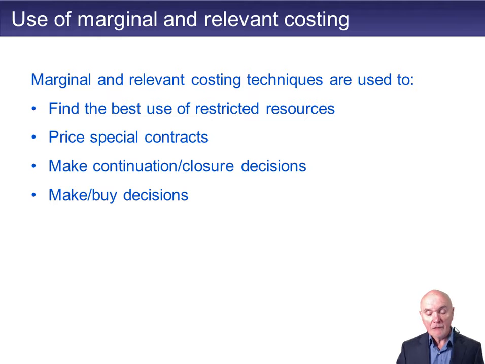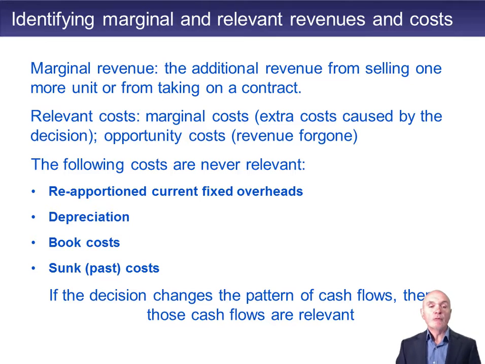First of all, we have to know what a relevant cost is. How do we identify relevant costs or separate them from irrelevant ones? Well, the word marginal is important. Marginal revenues and marginal costs. Something is worth doing if the marginal revenue is greater than the marginal cost. In other words, if the revenue caused by doing something is greater than the cost caused by doing something.